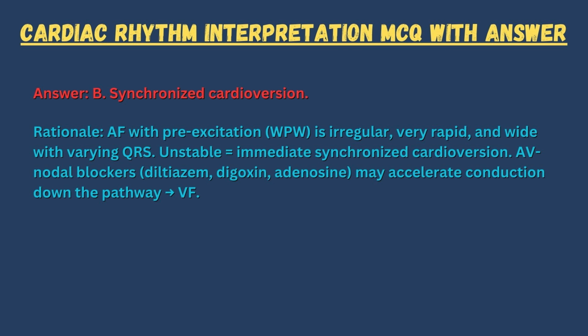Answer: B. Synchronized cardioversion. Rationale: AF with pre-excitation in WPW is irregular, very rapid, and wide with varying QRS. Unstable equals immediate synchronized cardioversion. AV nodal blockers, diltiazem, digoxin, adenosine, may accelerate conduction down the pathway, causing VF.